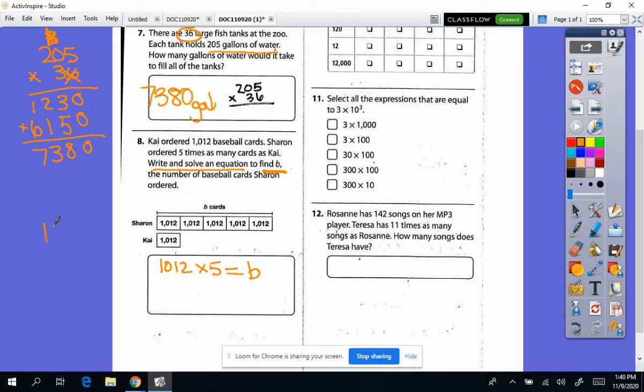And so we can multiply 1,012 times 5. This is just a single digit on the bottom, so it's simple. 5 times 2 is 10. 5 times 1 is 5. Plus 1 is 6. 5 times 0 is 0. And 5 times 1 is 5. So we'll say that the number of baseball cards is equal to 5,060.